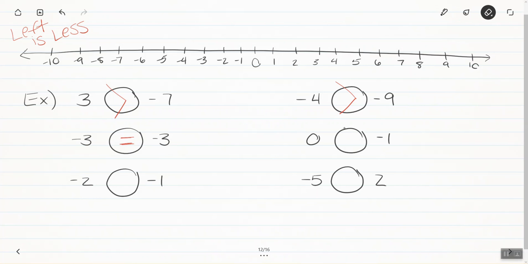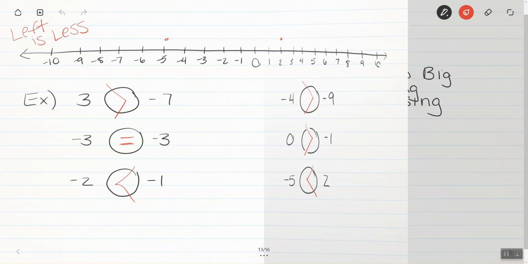So for the next one, 0 is greater than negative 1. You can put them both on there. There's 0 and there's negative 1. 0 is greater. For negative 2 and negative 1, the further left it is, the less it is. So that means negative 1 is greater. And then for the last one, negative 5 is here and positive 2 is here. Negative 5 is to the left, which is less. So negative 5 is less than 2.